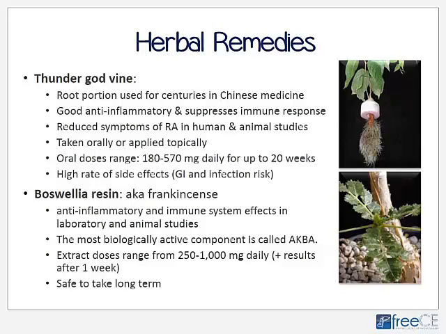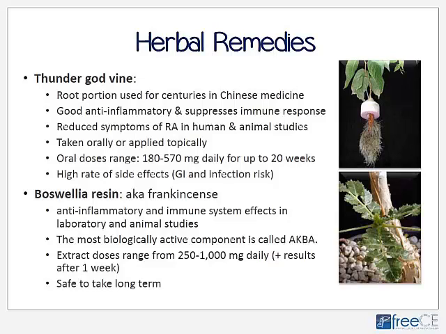Thunder God vine is a good anti-inflammatory and seems to suppress immune response. In some studies in people and in animal studies, there's been a reduced rate of symptoms and degree of symptoms with RA, taken orally or applied topically. The downside is it does have a fairly high rate of side effects, relatively speaking, in terms of herbal remedies, but of course not out of order or out of whack compared to pharmaceuticals. Oral doses range from 180 to 570 milligrams daily. And this has been tested for up to 20 weeks at a time for RA symptoms.